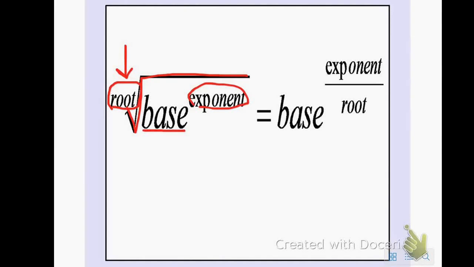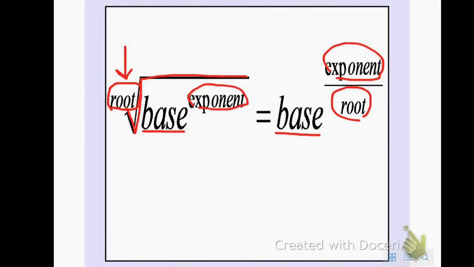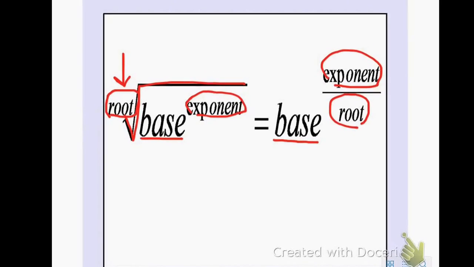So if you want to rewrite that as an exponential expression, you're going to have your base, which is your big number under your radical. Your exponent will be your numerator, and your root will be your denominator. So that takes care of the rational part, meaning that you're going to have a fractional exponent.